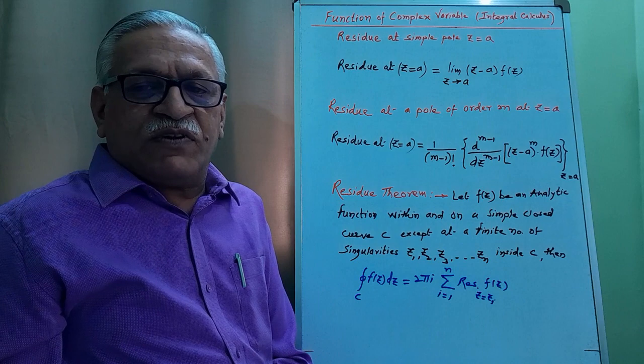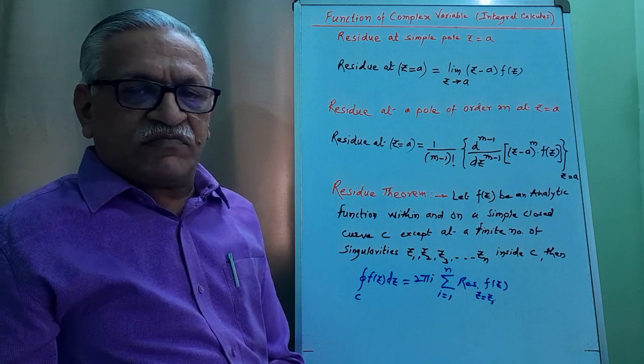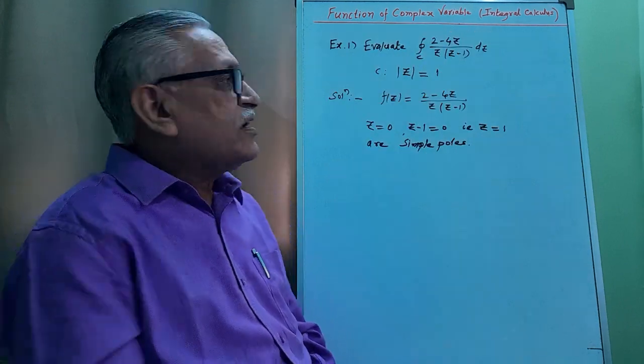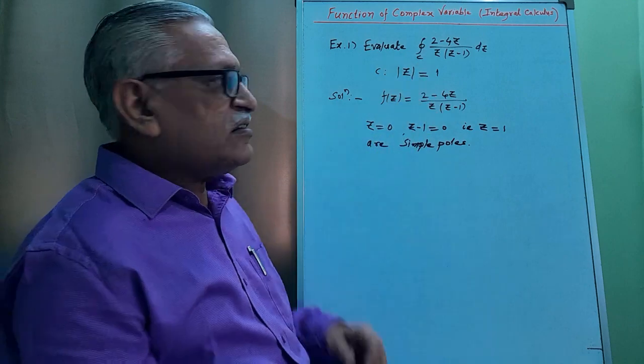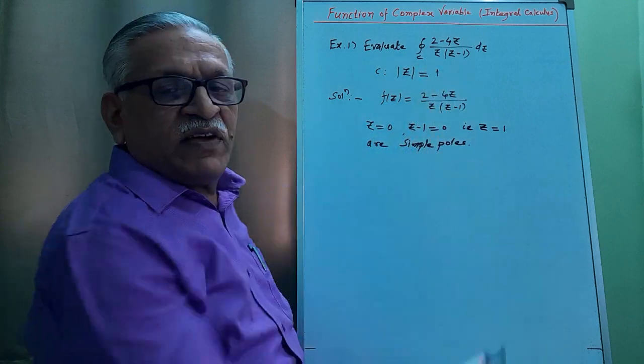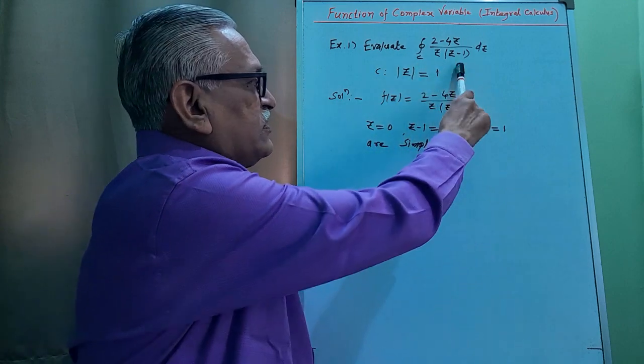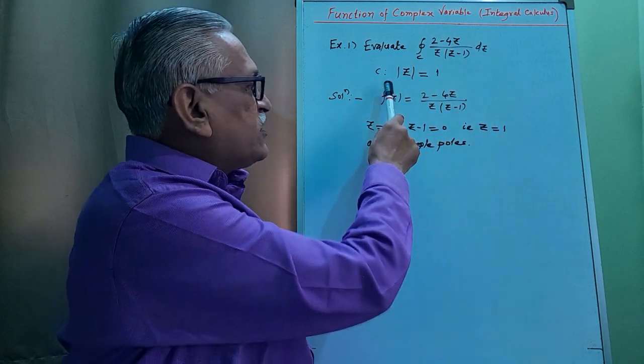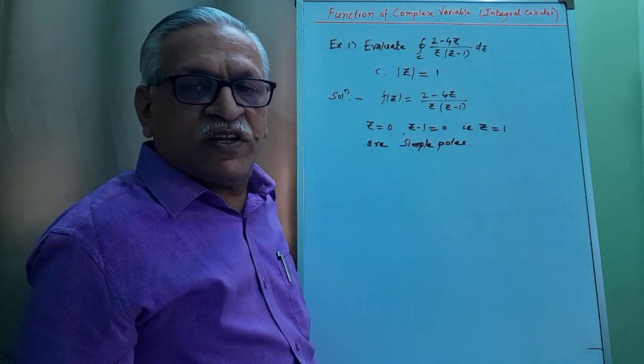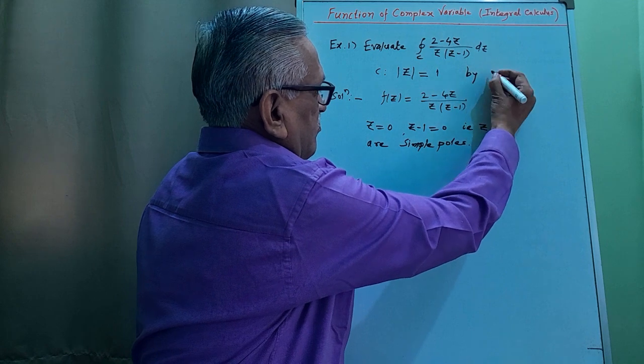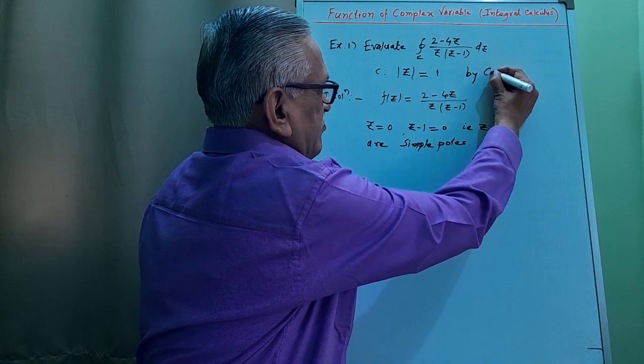How? That I will explain with two simple examples. First example: evaluate the contour integral of (2 minus 4z) divided by z multiplied by (z minus 1) with respect to z over the closed curve C, mod z equals 1, by Cauchy's residue theorem.